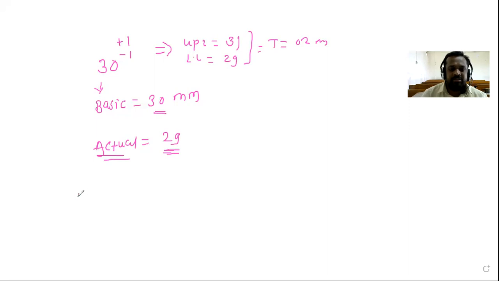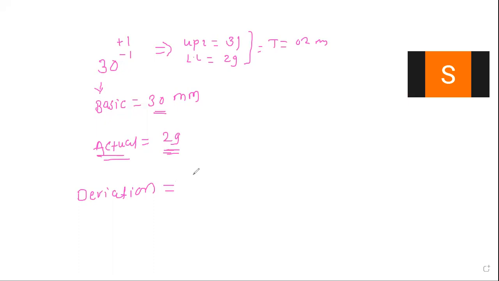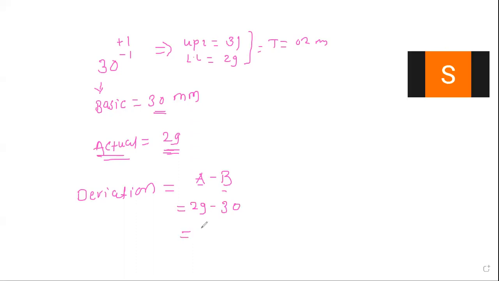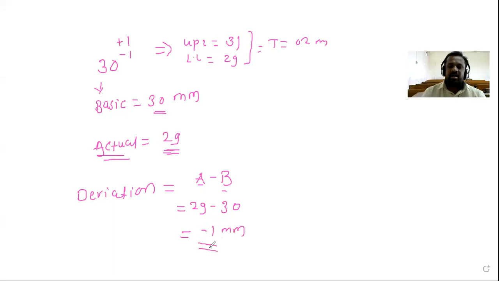Okay, then how to calculate the deviation? Deviation is equal to 29 minus 30. First tell me the formula. The deviation is the difference between actual size and basic size. Actual and basic. What is the actual size? It is 29. And what is the basic size? It is 30. Then what is the deviation? Minus 1. Yes, minus 1 deviation.